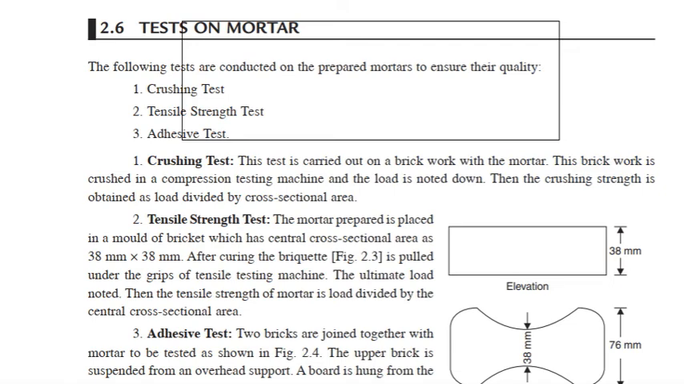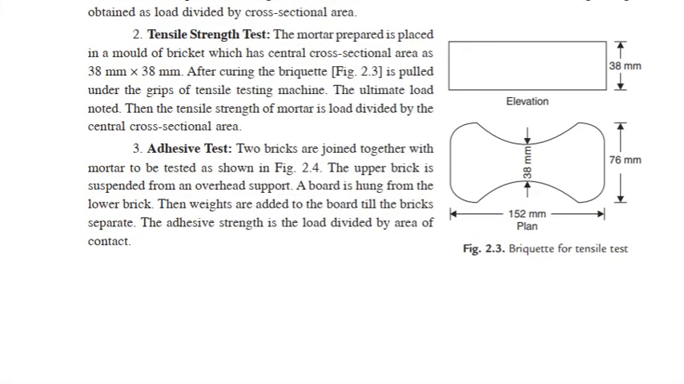3. Adhesive test. 2 bricks are joined together with the mortar to be tested as shown in Fig 2.4. The upper brick is suspended from an overhead support. A board is hung from the lower brick. Then weights are added to the board till the bricks separate. The adhesive strength is the load divided by the area of contact. Fig 2.3. Briquette for tensile test.